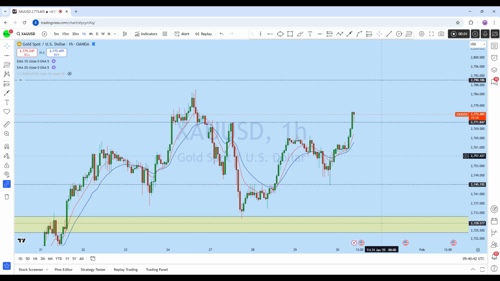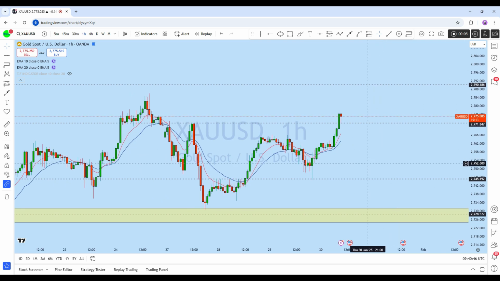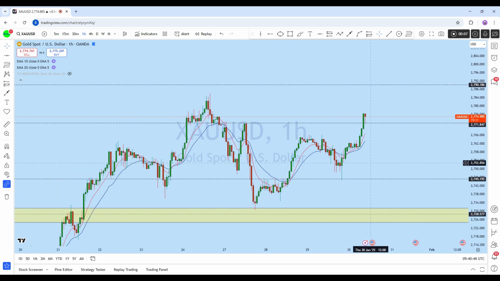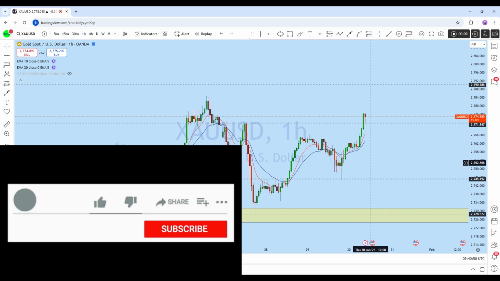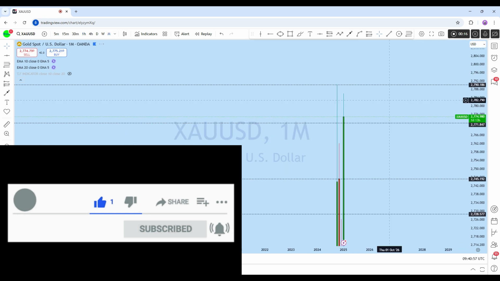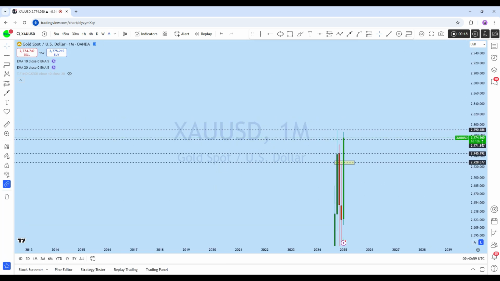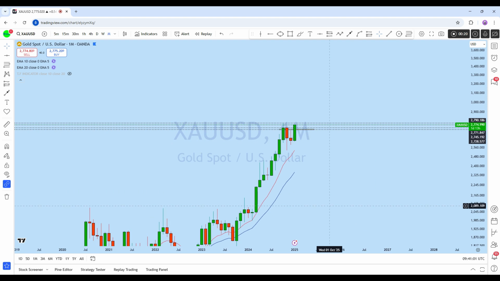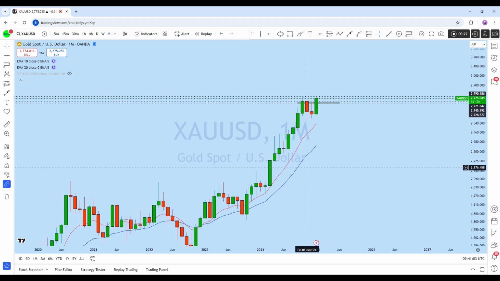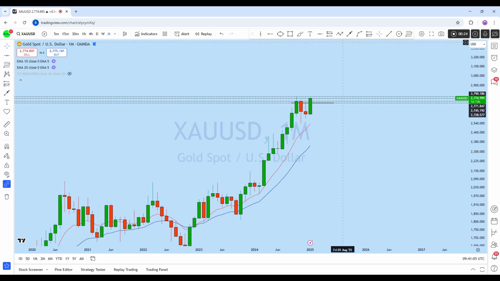Hello trader, this is an updated XAUUSD multi-time frame analysis to see what kind of trading opportunity we have in this instrument on the lower time frame. Now before we discuss how we can trade, first let's quickly look at the monthly chart to see the overall picture in this market. Looking at monthly, we can see that this market is a long-term bull market.